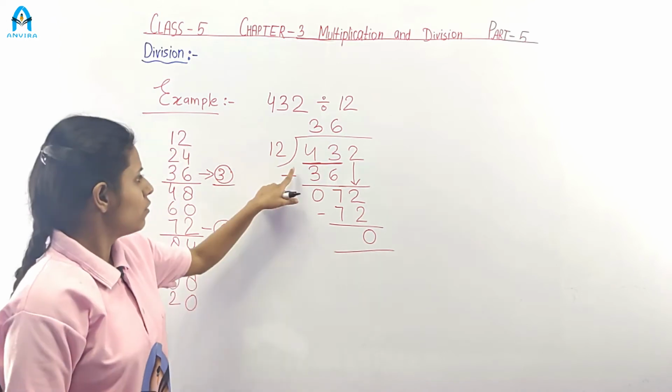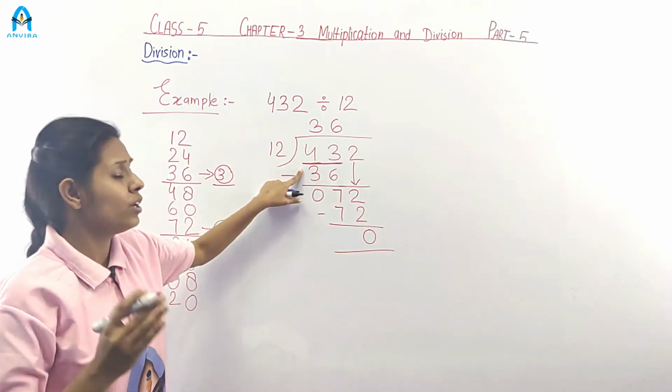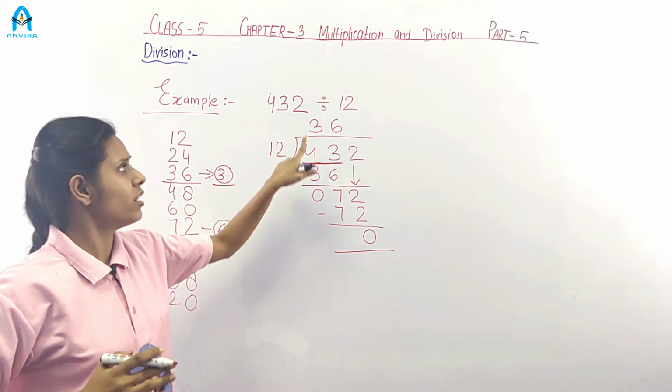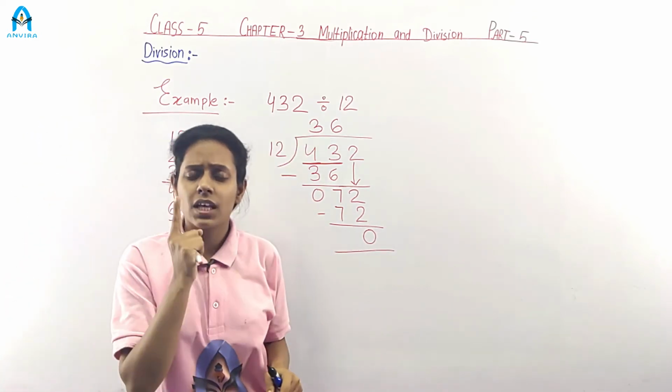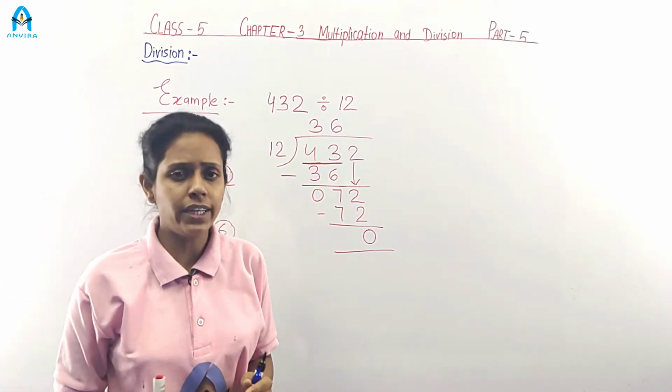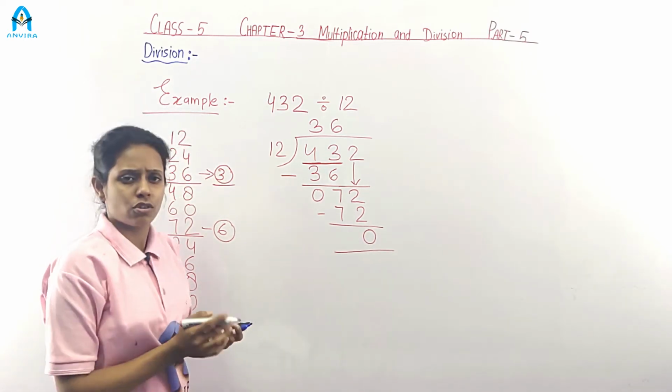So here 432 is broken into 12 equal parts. So one part is 36, right? So how can we check this? Let's check.